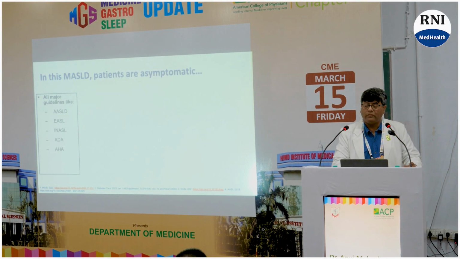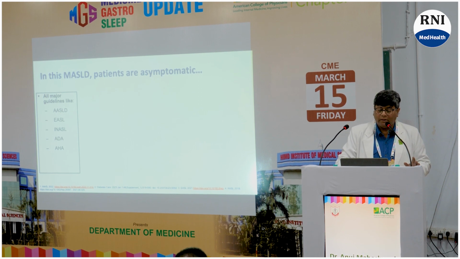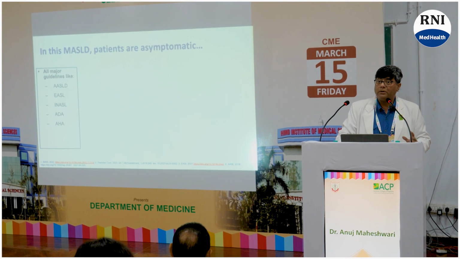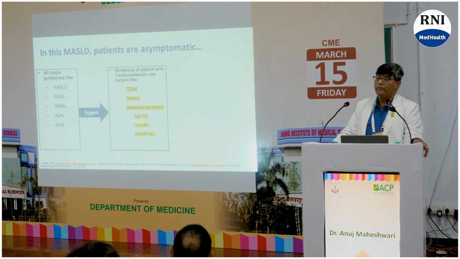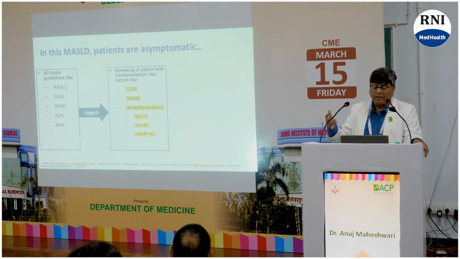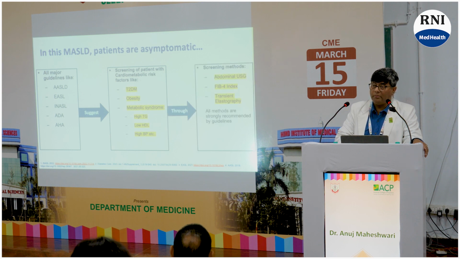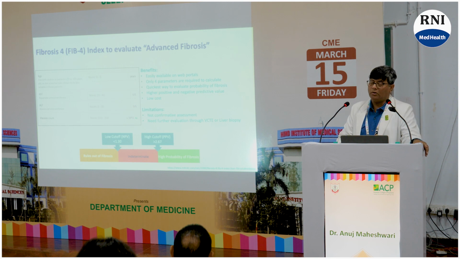All major guidelines, with all organizations across the world, say that even if the patient is asymptomatic, you should start screening for the factors which may be detrimental in patients with NAFLD. If any patient has NAFLD, with fatty liver deposition, you should screen him for type 2 diabetes, obesity, and metabolic syndrome in the form of hypertriglyceridemia, low HDL and hypertension. Screening methods could be abdominal ultrasonography, Fibroscan, and transient elastography. All methods are strongly recommended by all the guidelines.